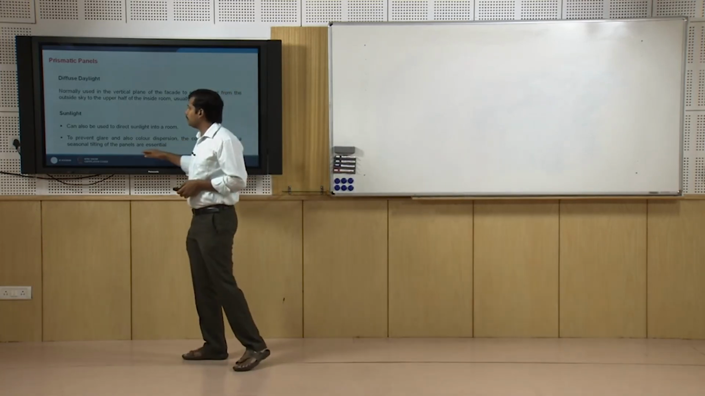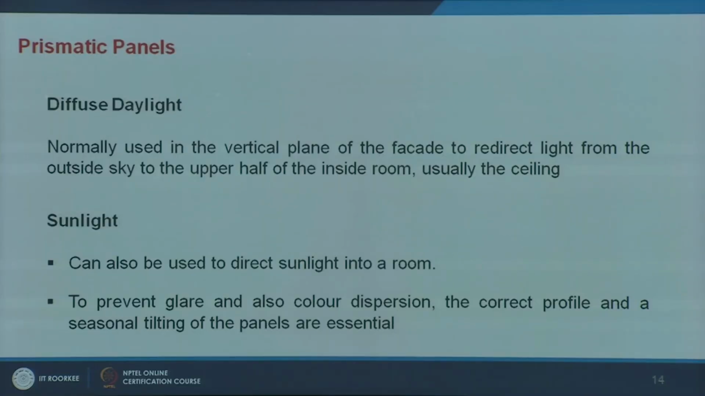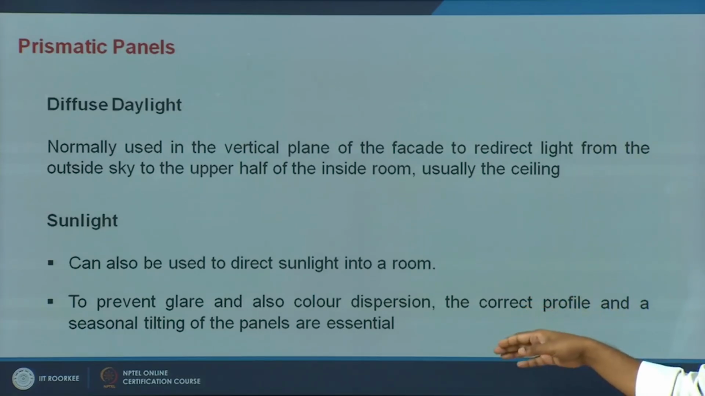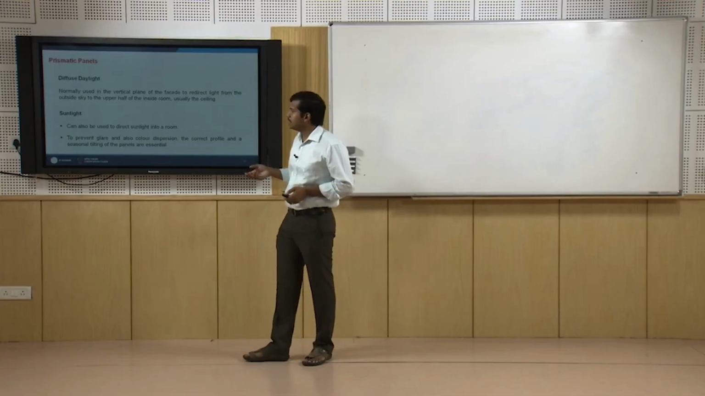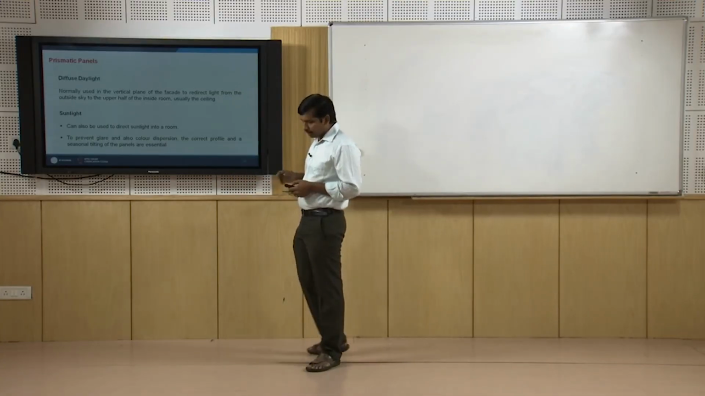There is another type which is sunlit. They can be used to direct the direct sunlight, the natural light, into the room. Typically these are used on skylights. If you want to use them on vertical surfaces, they may cause glare, so it is better to closely look at the type of profile, and it is also a better idea to give seasonal tilting of panels so as to avoid any glare related discomfort.